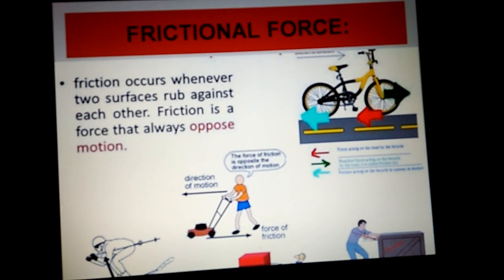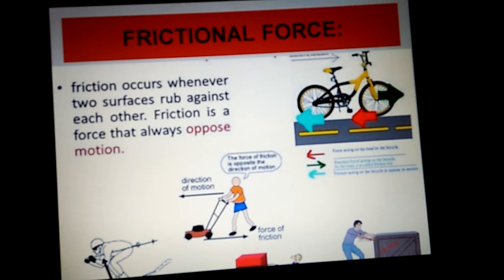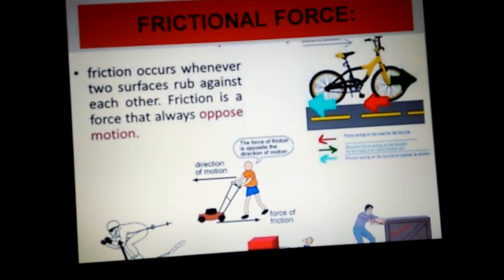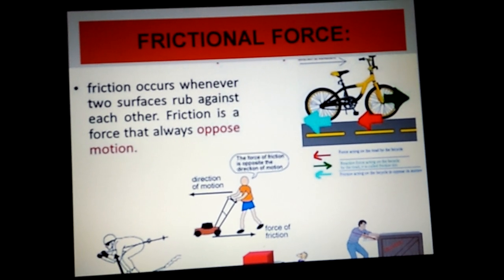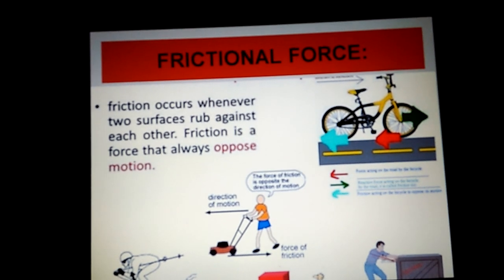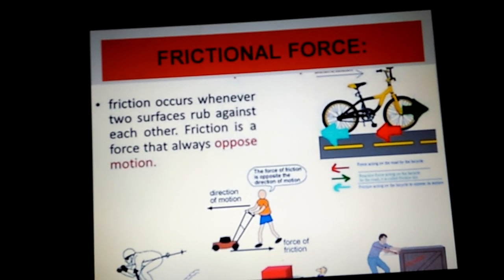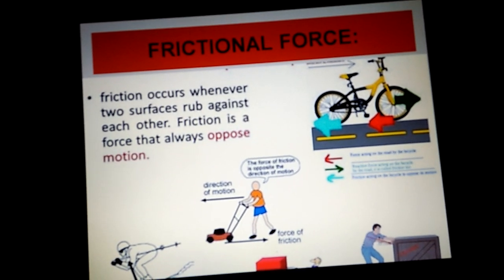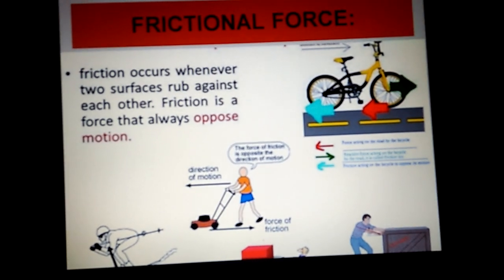This frictional force we will deal with in detail when we are doing the next chapter. For now, you should remember that friction is the force that opposes motion. It does not want the bodies to move, right? The frictional force is applied in the opposite direction to the motion. For example, you are trying to move from east to west, the frictional force will act from west to east, opposite direction. These are the three types of contact forces.